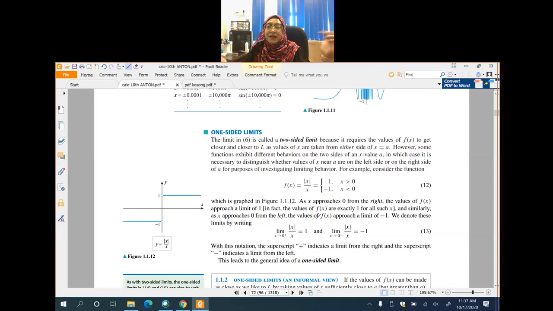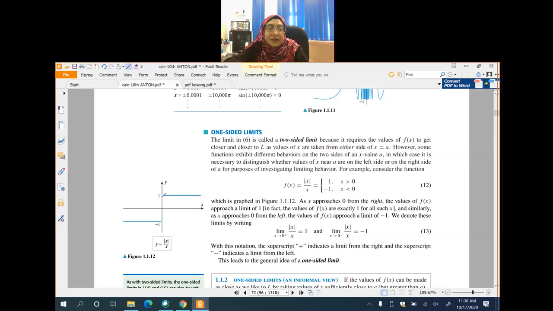And then here you have what? You have a step function, right? This is a step function, the absolute value of x divided by x. For x positive, it is equal to 1. And for x negative, it will be negative 1. If x is equal to 0, it will be undefined, because you have a denominator here. It will be 0 divided by 0. It will be undefined.